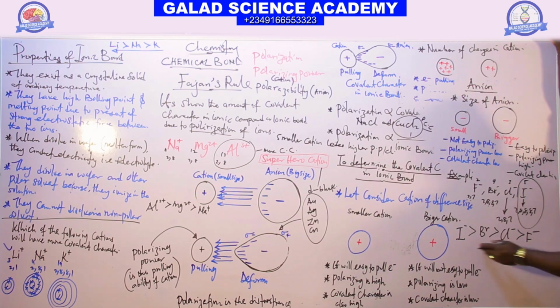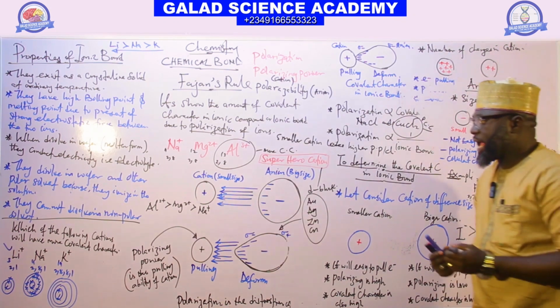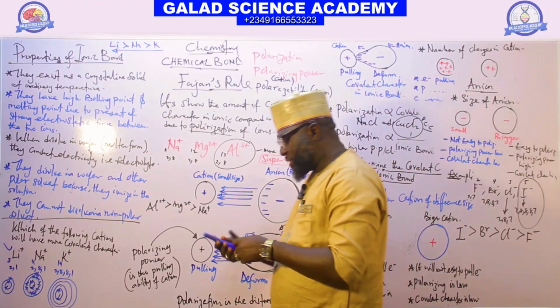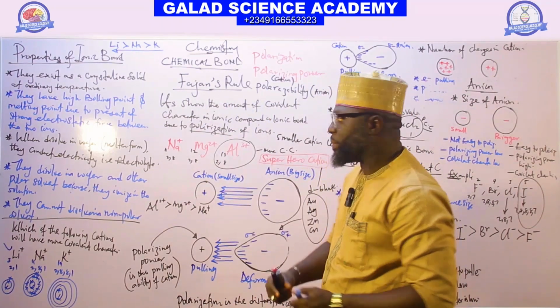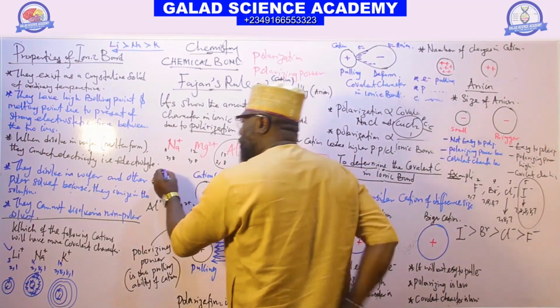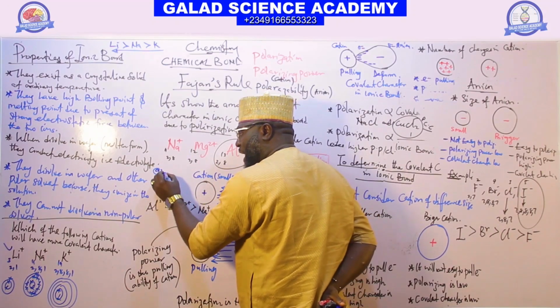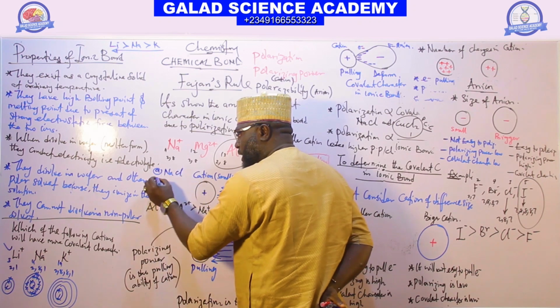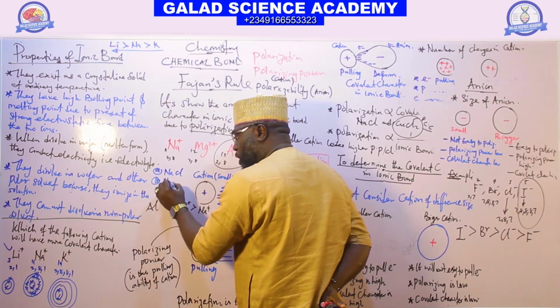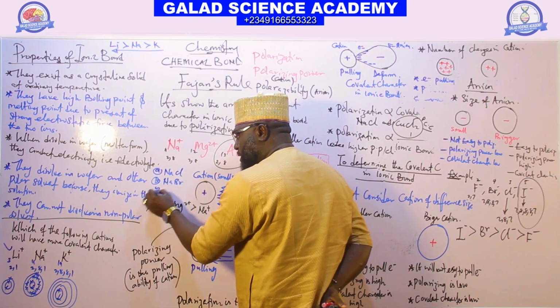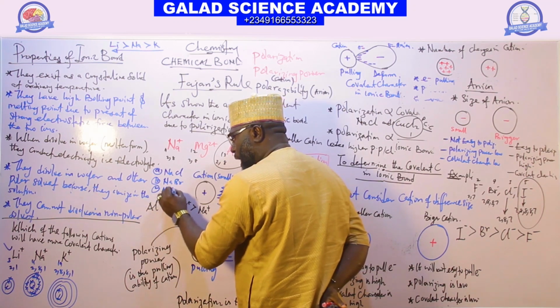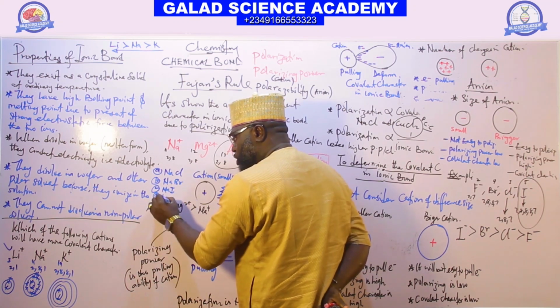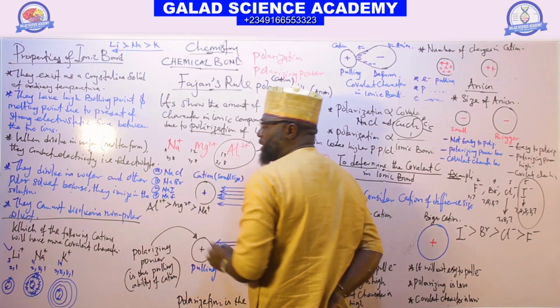Fluorine. Or in another form, which of the following elements or ionic compounds will experience more covalent character? A. Sodium chloride. B. Sodium bromide. C. Sodium iodide. D. Sodium fluoride.